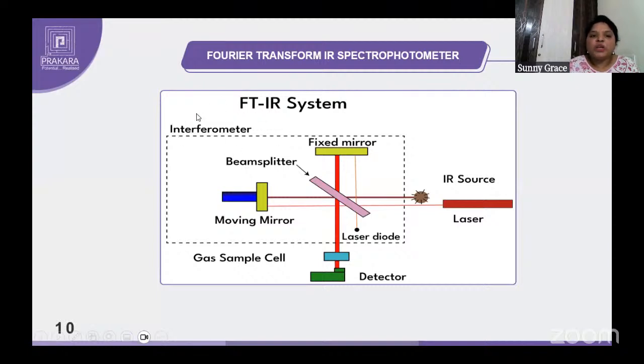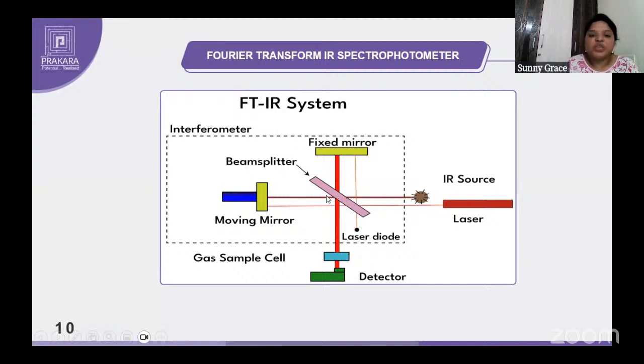In the interferometer, what happens? You have this whole dotted rectangle box you are seeing here, right? That is the interferometer. In that interferometer, you will be having a beam splitter which is placed at 90 degrees to it. Along with it, you will be having a moving mirror, a fixed mirror, and also a concave mirror. Whatever IR source is there, the IR radiation will be coming into this interferometer.